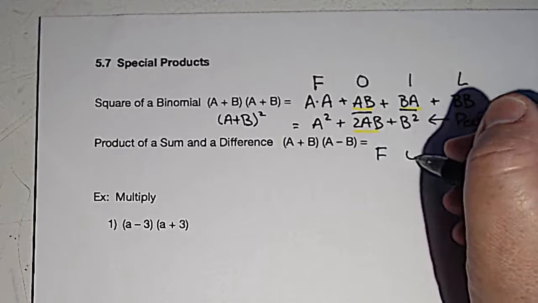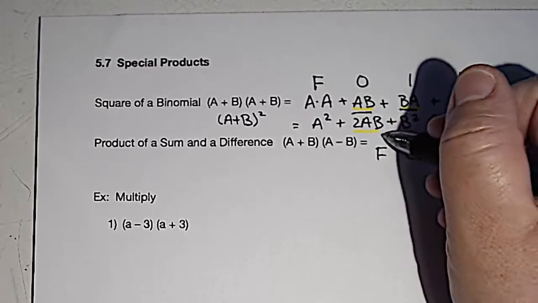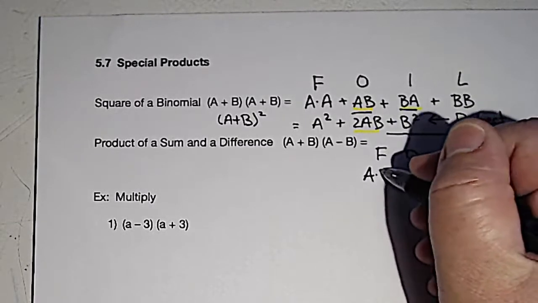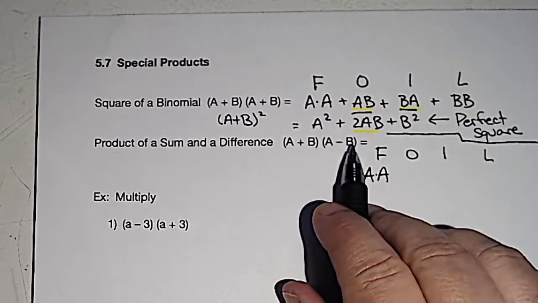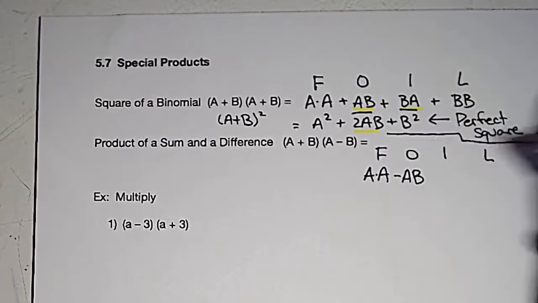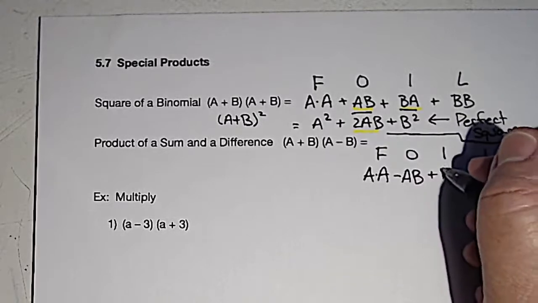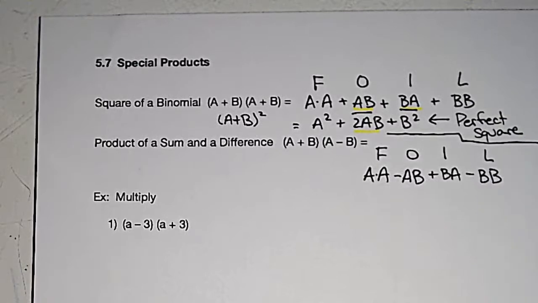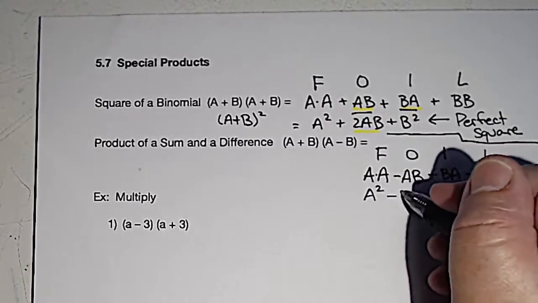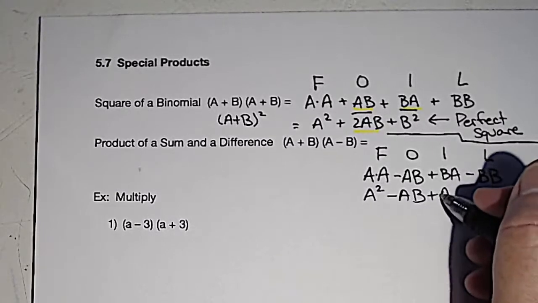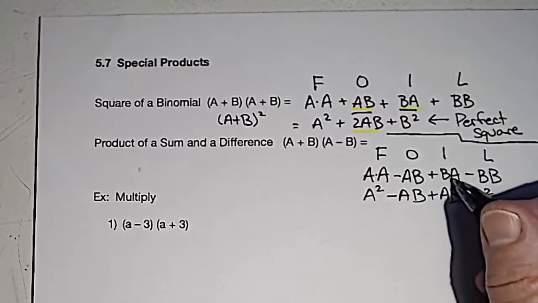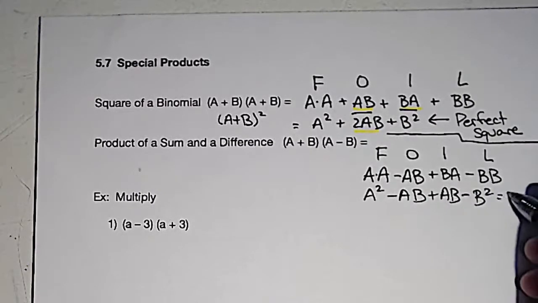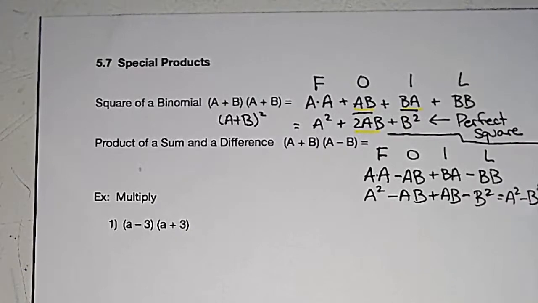If I do F-O-I-L, and I draw a little bit of a line to get some separation. A times a for first, and then outside is minus a times b. Inside is plus b times a, and last is b times the opposite of b, so it's minus b times b. It's a squared minus ab plus ab minus b squared. Notice I rewrote this one as ab. So these two cancel out, and we get a squared minus b squared.